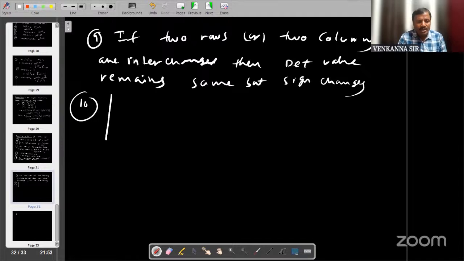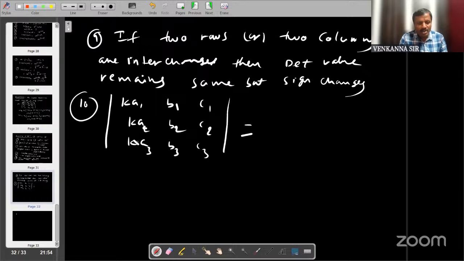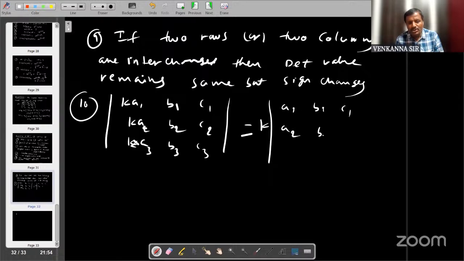So the 10th property here, determinant of Ka1 B1 C1, Ka2 B2 C2, Ka3 B3 C3. See, if any row or column is multiplied with some constant k, then the entire determinant also gets multiplied with the same constant. A1 B1 C1, A2 B2 C2, A3 B3 C3. So here the first column is multiplied with k, and the entire determinant also gets multiplied with k.